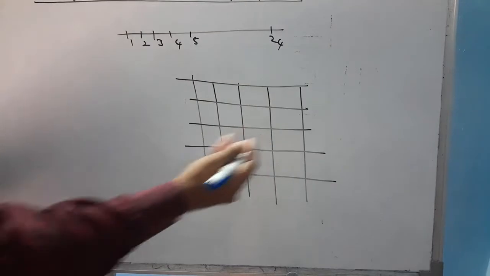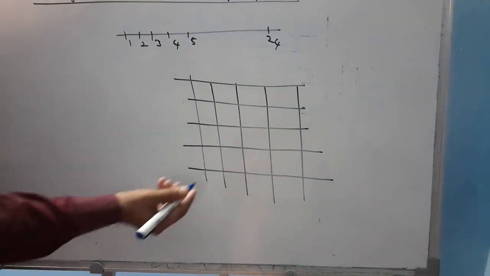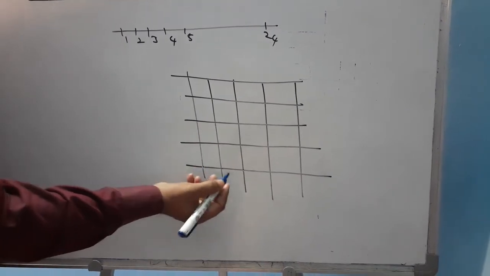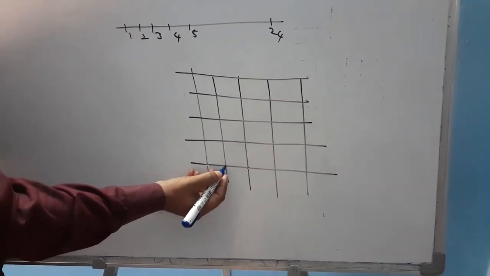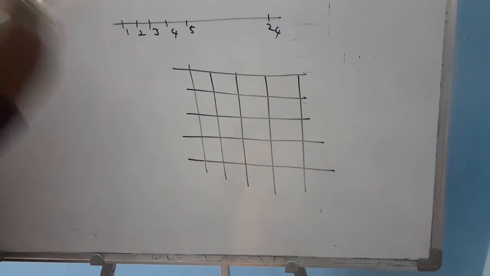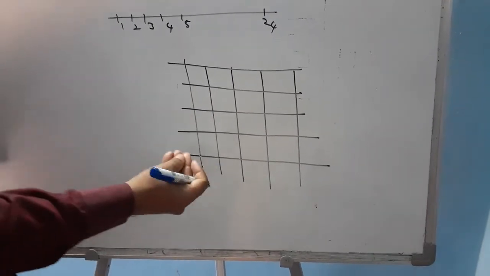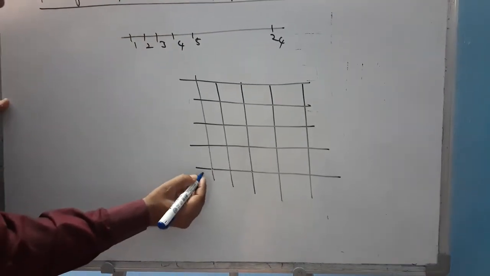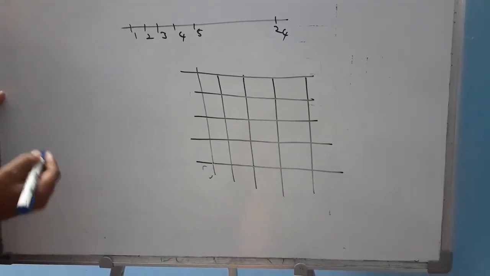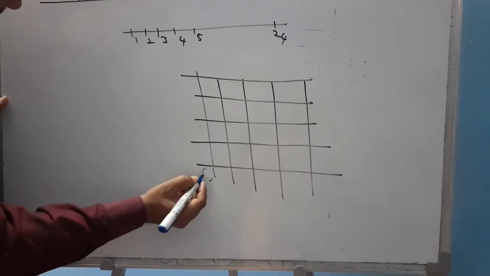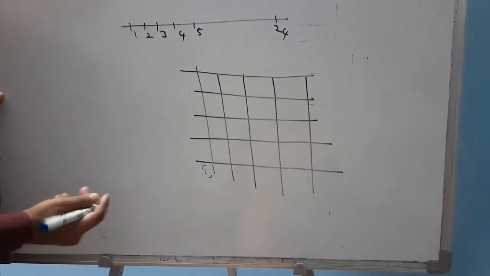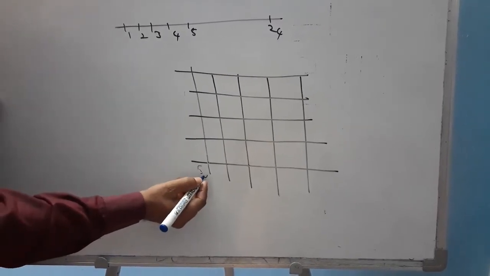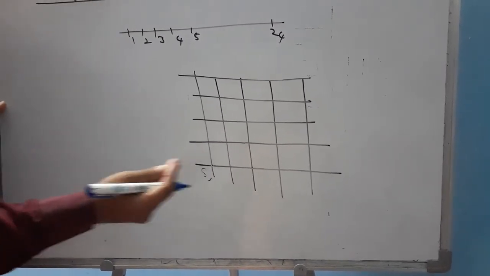So from this concept we can name them like that: first column and first row, second column, first row. Like that we can name and plot the students. Now I am taking the ordered pair. In an ordered pair, the first one denotes the column number, and the second one represents the row number.